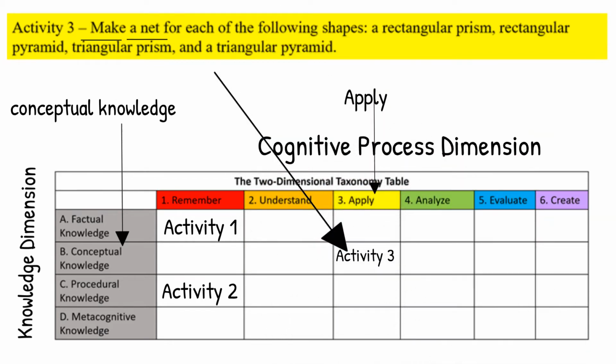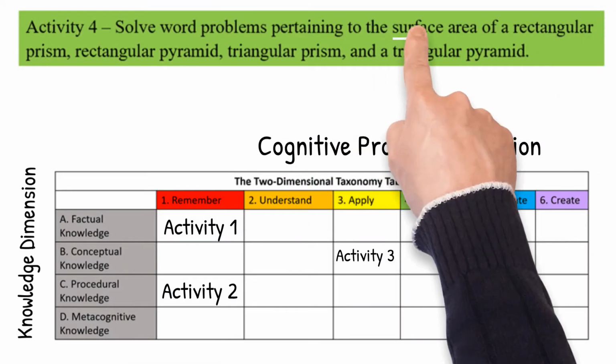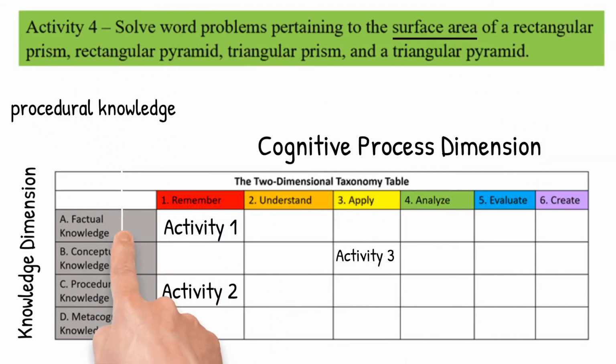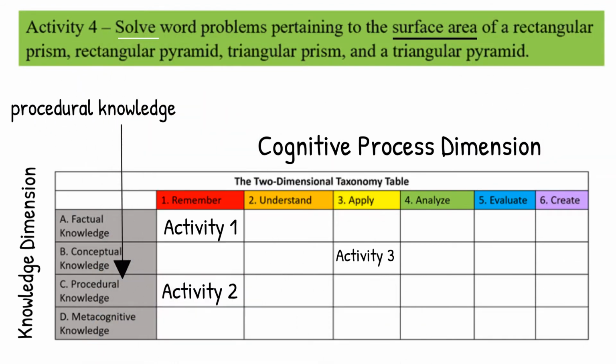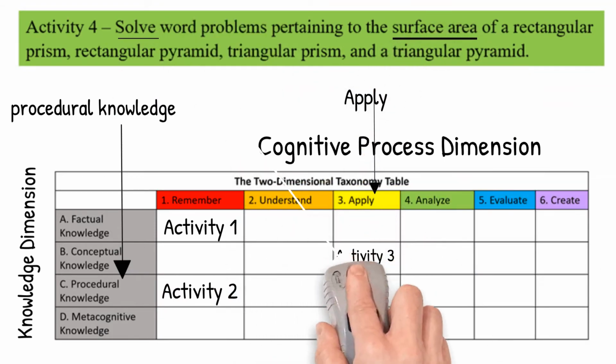In activity 4, where students are solving a word problem, using the surface area formula again places this activity in the procedural knowledge domain. With a verb of solve, it falls in the applying cognitive domain. So this activity goes in cell C3.